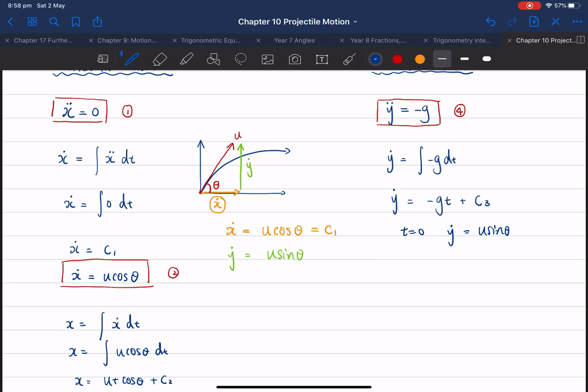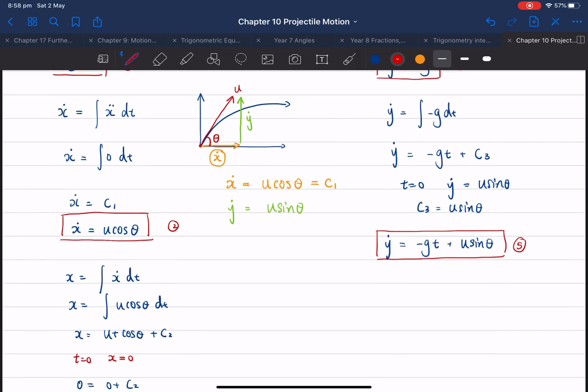When t equals 0 means initially. Initially, the vertical component of the velocity is u sine theta. When you do a substitution, you'll get c3 is u sine theta. So that gives you y dot is negative gt plus u sine theta. This is equation number 5. A very important equation. We're going to use that equation to do quite a lot of different calculations.